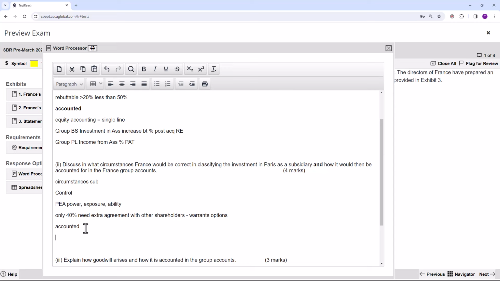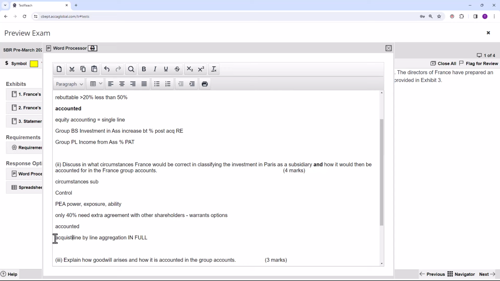How do you account for a sub? Well, you go for a line by line aggregation. You go for a line by line consolidation in full. We include all of the sub's plant, all of the sub's inventory, all of the sub's turnover, all of the sub's cost of sales, even though we only own 60%. This is because of stewardship. We are in control, therefore we are accountable for everything.